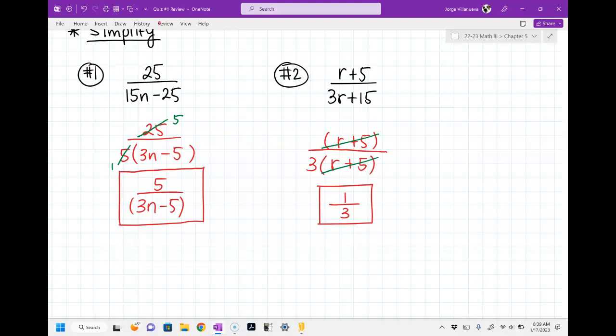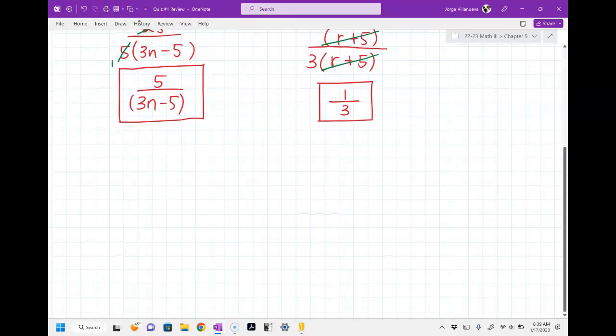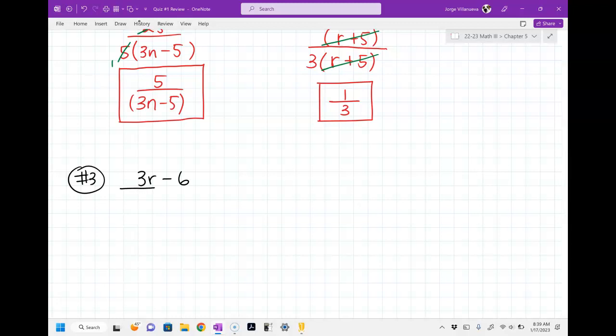All right? And then we get to some other types of problems, some that are a little bit more tricky. So I'm going to do 2 more of these, and then we're going to move on to the multiplication stuff. Okay? But this is kind of just your warm-up in a sense, because you got to be able to do this type of stuff in order to do the multiplication. So here you go, 3r minus 6 over 2r squared plus 5r plus 3.